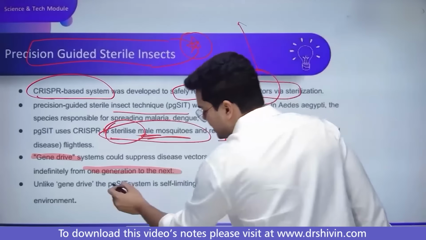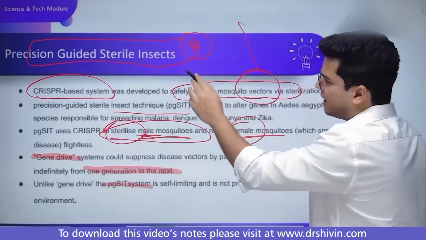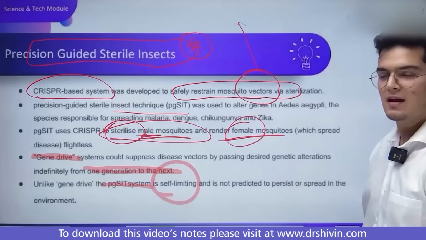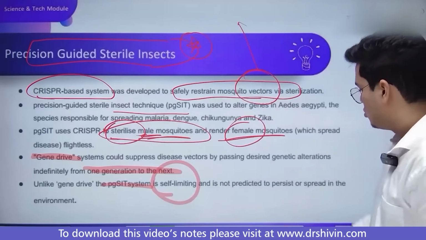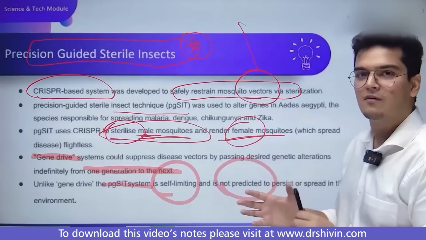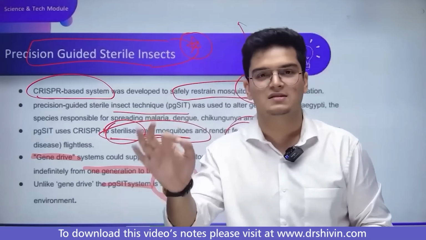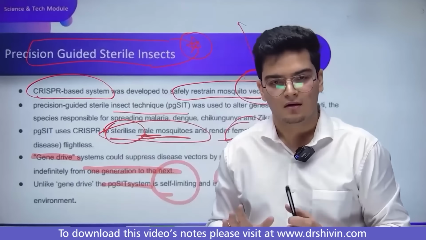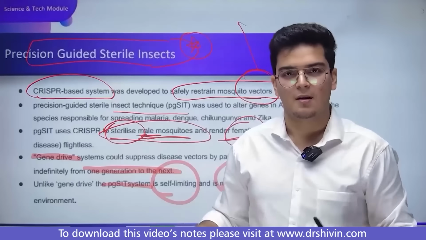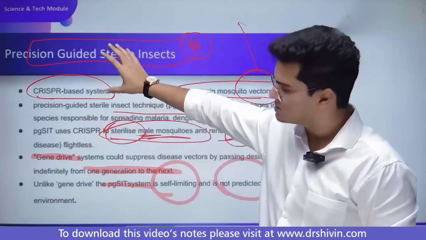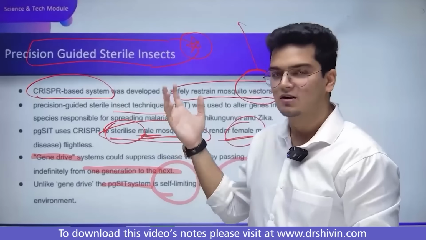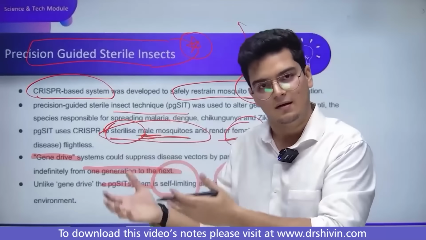So we made a PGSIT, precision guided sterile insect technique, which is self-limiting. Self-limiting meaning it does not spread. So it does not spread to all the mosquitoes in the environment. It only targets the mosquitoes we want to target. Okay, so it does not spread. How it does that is not important, but the basic idea is clear कि CRISPR यूज किया होगा, जीन को काटा होगा and stop किया होगा from the mosquito to spread or to breed.